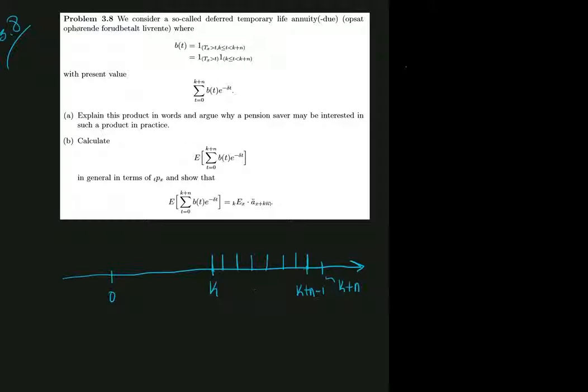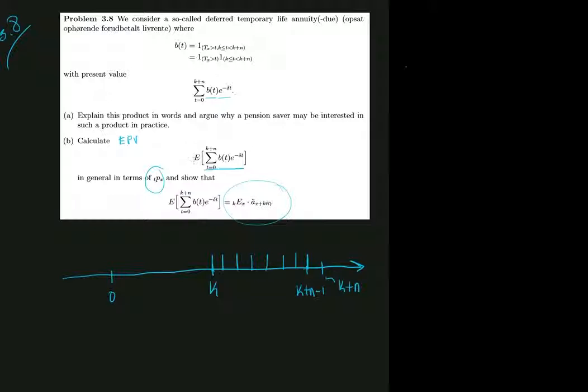What we're asked to do now is to calculate the so-called expected present value in terms of TPX, and then show that the expected present value is equal to the expected present value of certain other products. So first of all, some of you might ask, well, what symbol can I use to denote this thing? Now, you might note that what is inside is the present value of the payment stream, where we take each payment in the payment stream and discount it back until time 0.